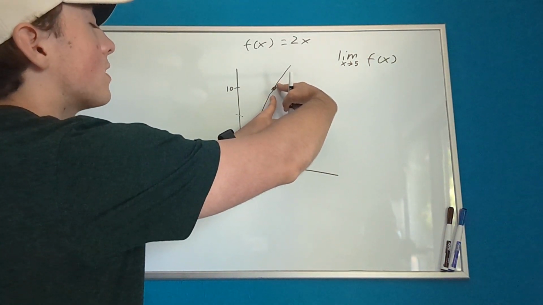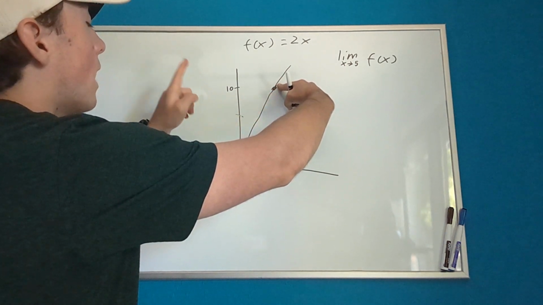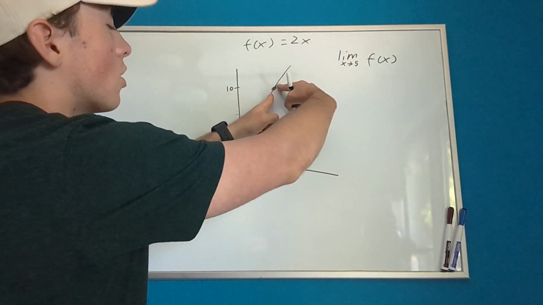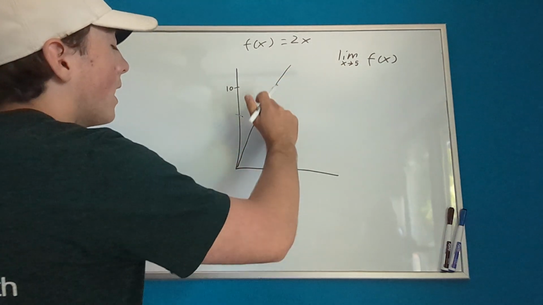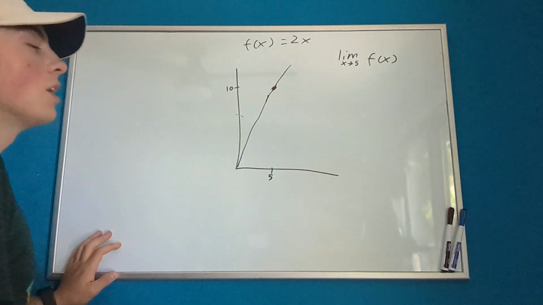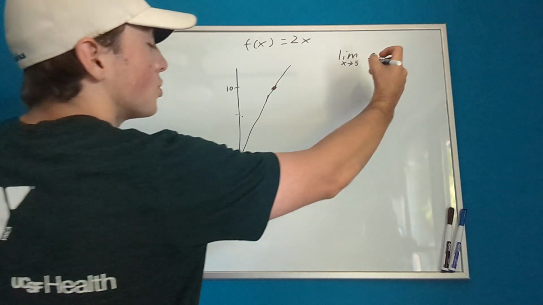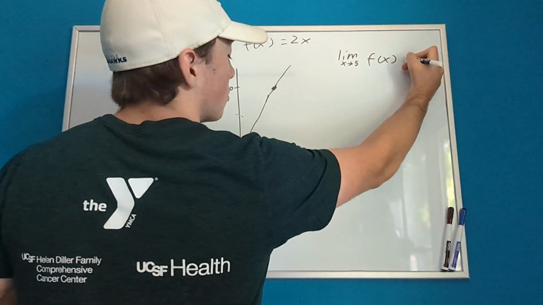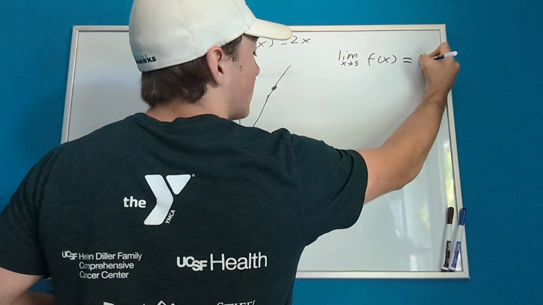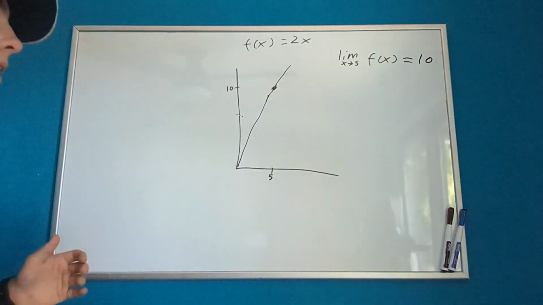let's look at it on the graph. It's getting closer to 5, and we're getting closer and closer to 10 on the y-axis. So we can say that our limit as x approaches 5 of f of x, when f of x equals 2x, is equal to 10.